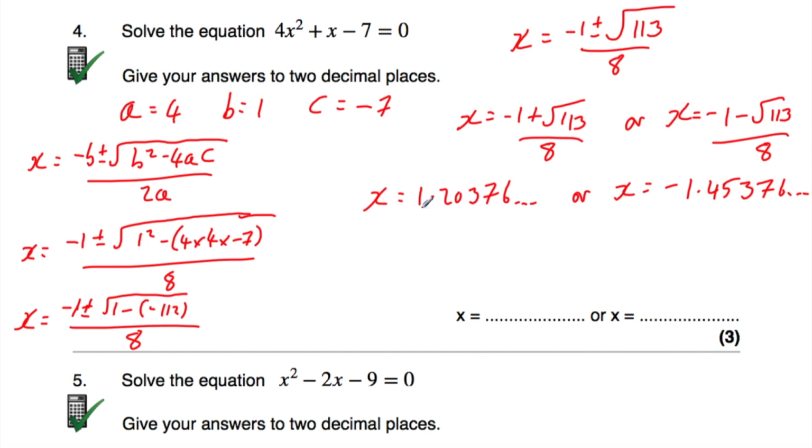That means that either x is equal to 1.20, so 1.20 to two decimal places, or in this case, we've been asked to give this number to two decimal places. That would be minus 1 point, and then we've got 453, so it's going to be 45, so minus 1.45. So answer would be x is equal to 1.20 or x is equal to negative 1.45. So there are two solutions, and that's it.